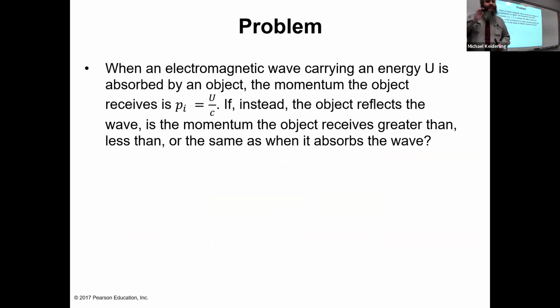Okay, I will just continue. So when an electromagnetic wave carrying an energy U is absorbed by an object, the momentum the object receives is p equals U over c. If instead the object reflects the wave, is the momentum the object receives greater than, less than, or the same as when it absorbs the wave?